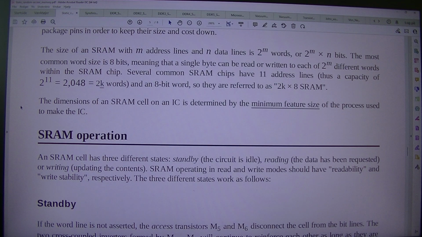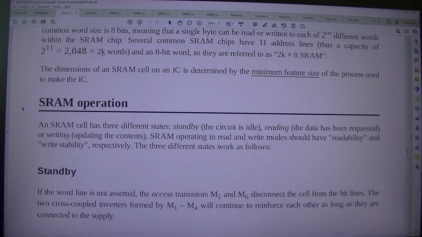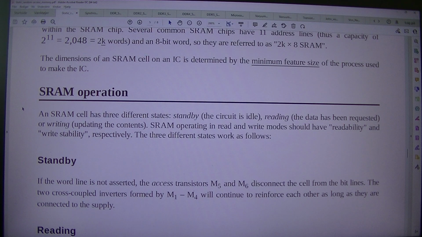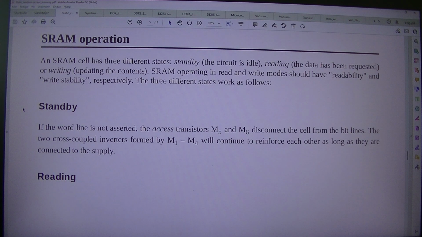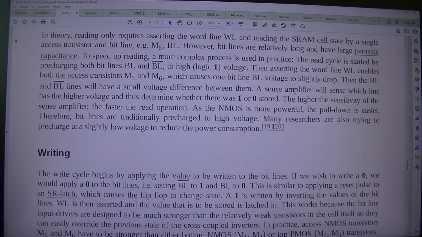If the word line is not asserted, the access transistors M5 and M6 disconnect the cell from the bit lines. The 2 cross-coupled inverters formed by M1 to M4 will continue to reinforce each other as long as they are connected to the supply. Reading. In theory, reading only requires asserting the word line WL and reading the SRAM cell state by a single access transistor and bit line, for example M6, BL.